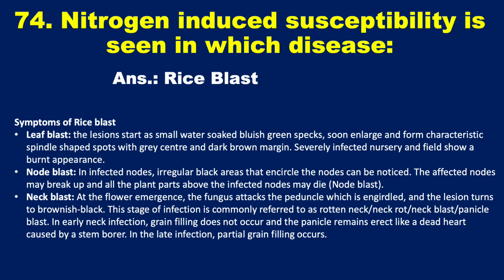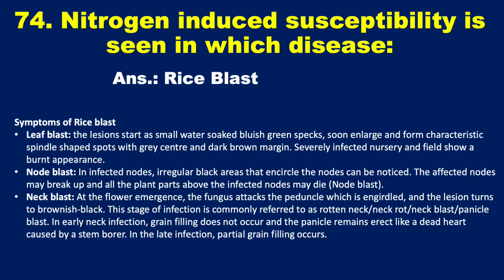In case of node blast or nodal blast, it infects generally nodes of the rice plant, where we can see the irregular black areas that encircle the nodes, which is very prominent in the field conditions. The affected nodes may break up and all the plant parts above the infected nodes may die. That's why we used to term it as nodal blast or node blast.